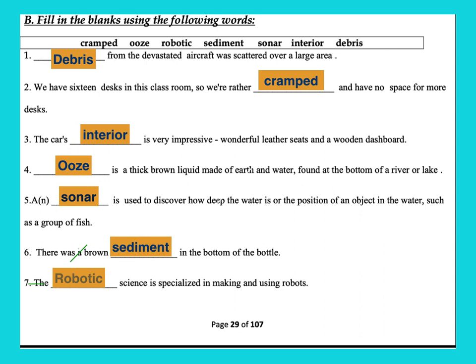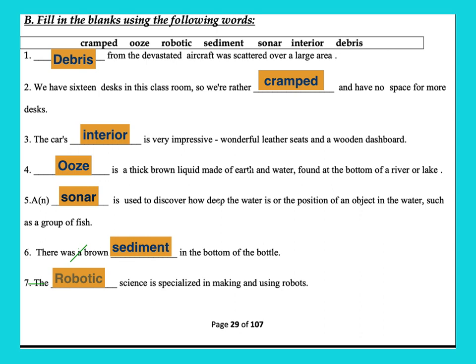So here we have debris from the devastated aircraft was scattered over a large area. We have 16 desks in this classroom, so we are rather cramped and have no space for more desks. Remember, cramped means shut down in a small space. The interior is very impressive, wonderful leather seats and a wooden dashboard. The car's interior, remember, from inside.